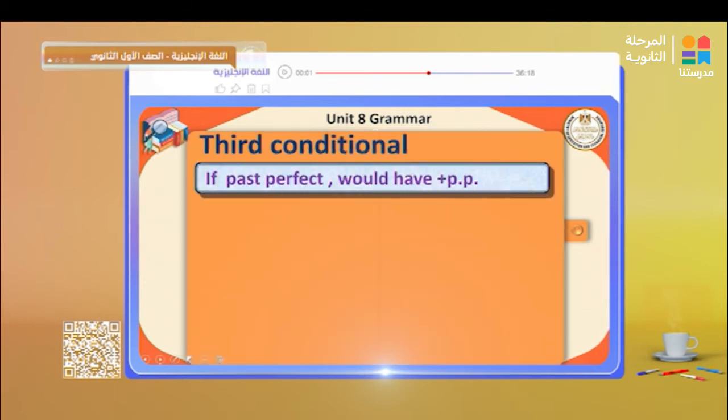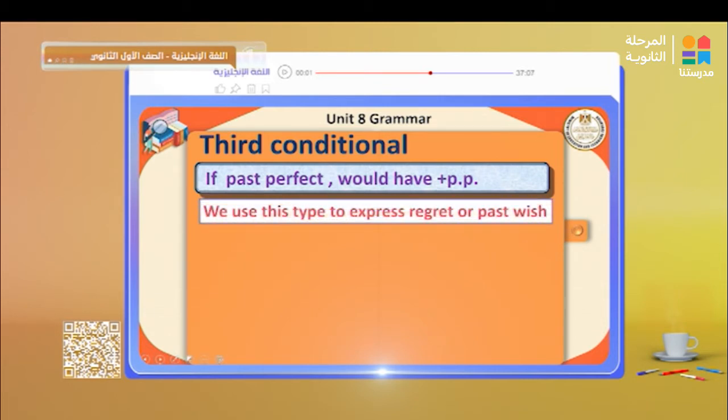What about the third conditional? The third conditional is the only type which expresses the past. دي الحالة الوحيدة بقى اللي بتعبر عن ال past. The rule says that if plus past perfect, would have plus past participle. What does it express? It expresses regret or wish in the past. So if we regret something in the past, or if we wish we hadn't done something in the past, we use if type 3.